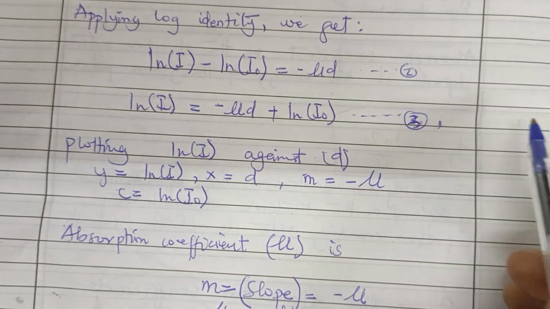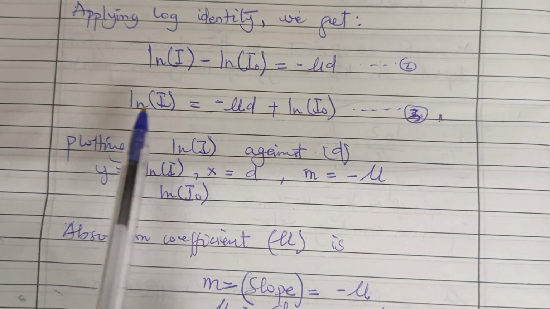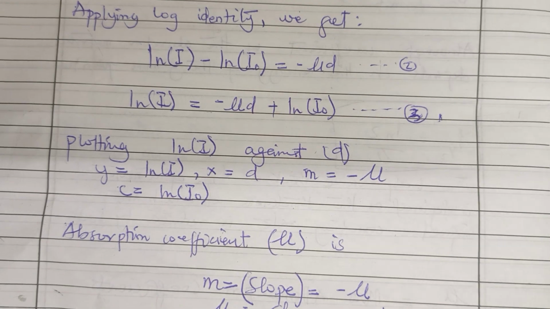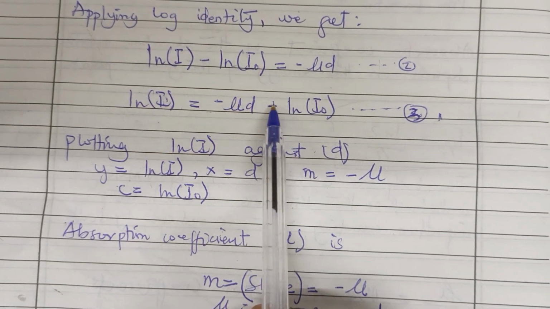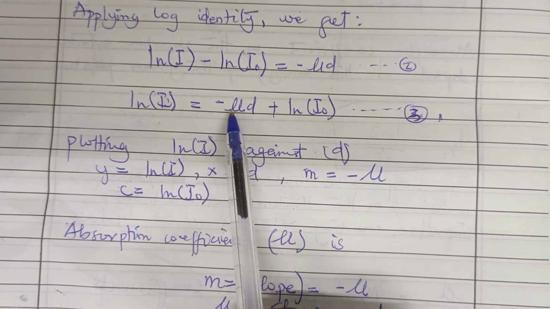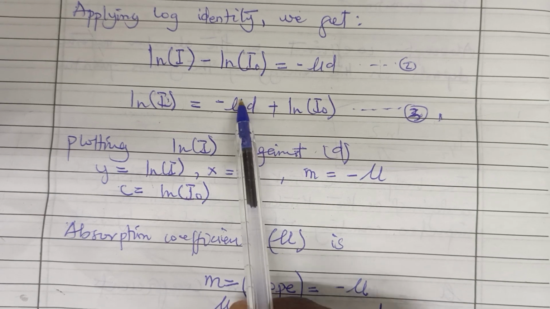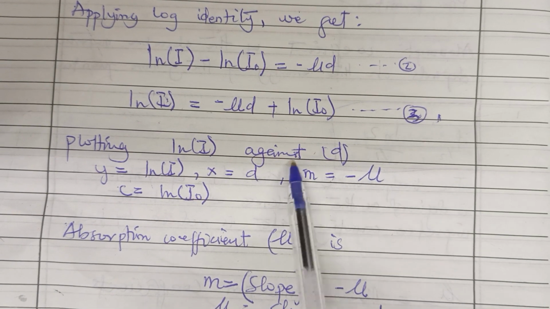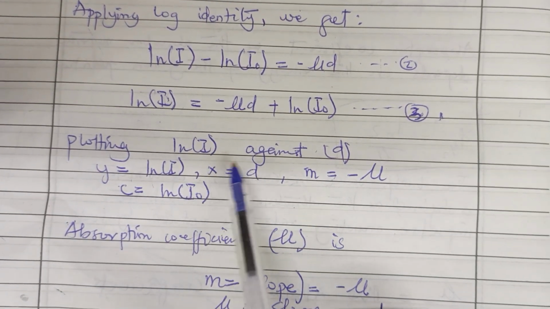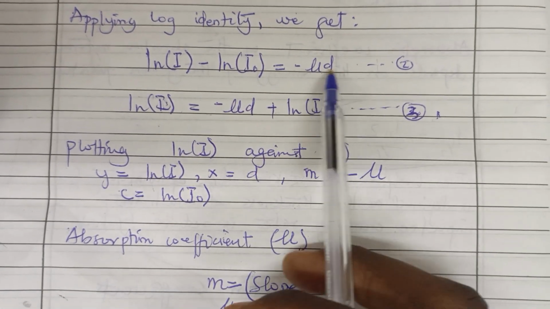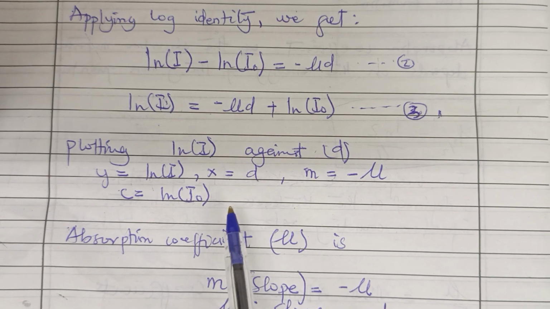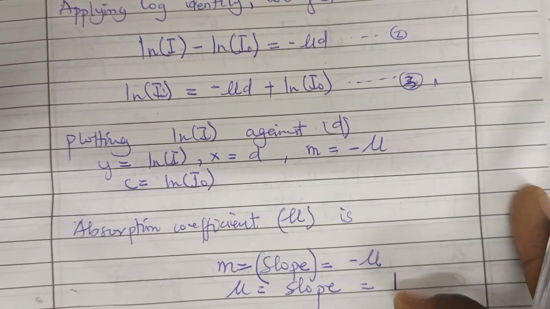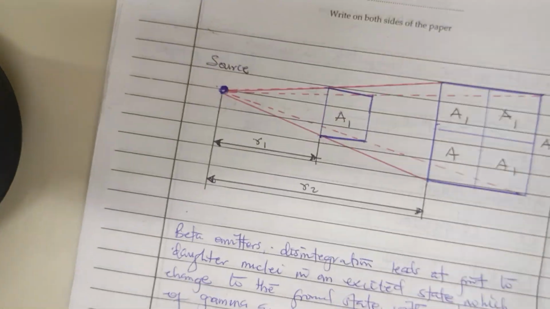Now we realize that when we compare this to the equation of a straight line, indeed we are interested in finding a straight line. We'll have this as our y component, we'll have -1, and then this absorption coefficient as our slope. So this becomes our slope, this becomes our x component, and then our ln I naught becomes our intercept.